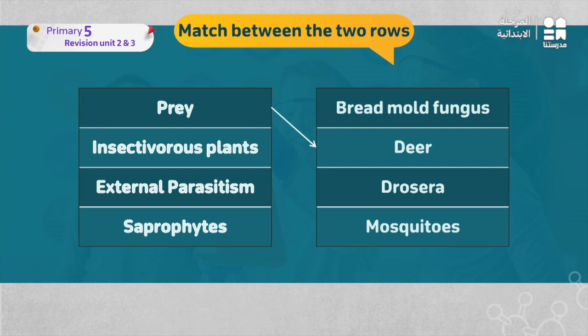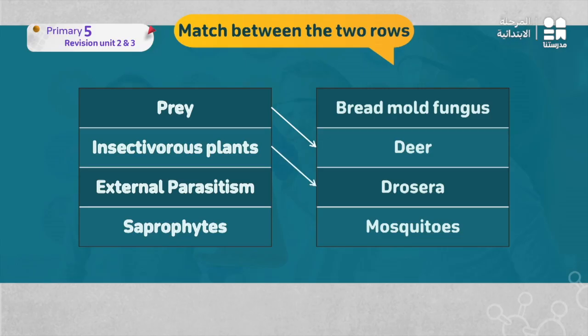طيب the insectivorous plants. Insectivorous plants means the plants that eat insects to get their required elements to make protein. طيب ايه هنا example of the insectivorous plants such as the drosera. Okay. طيب now the external parasitism.